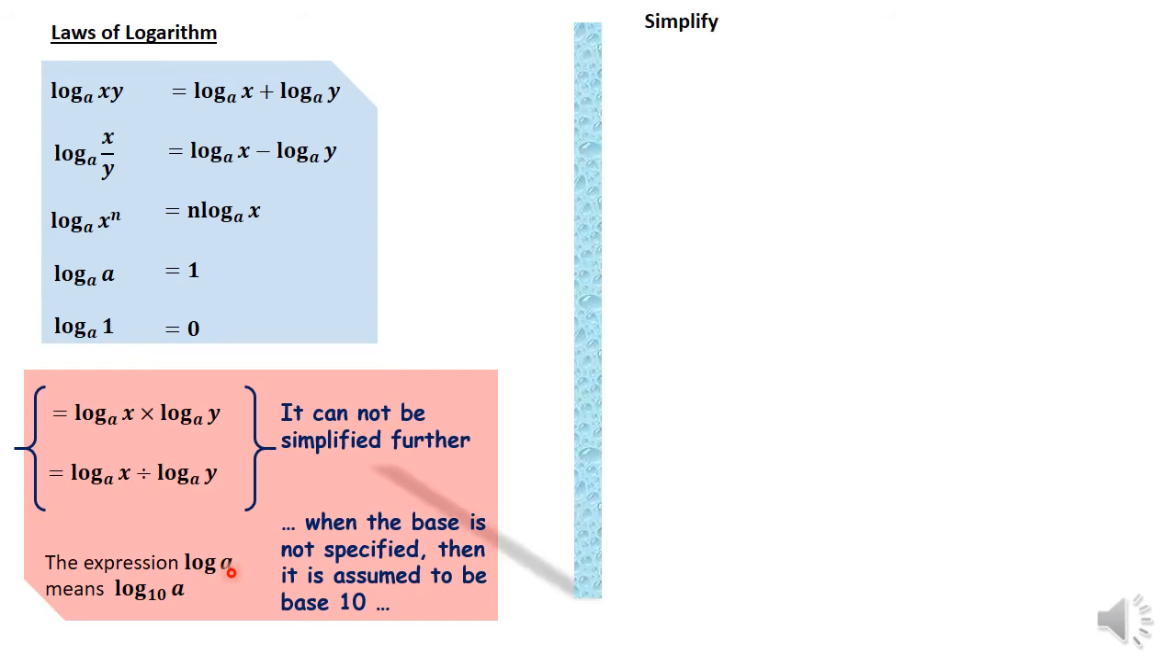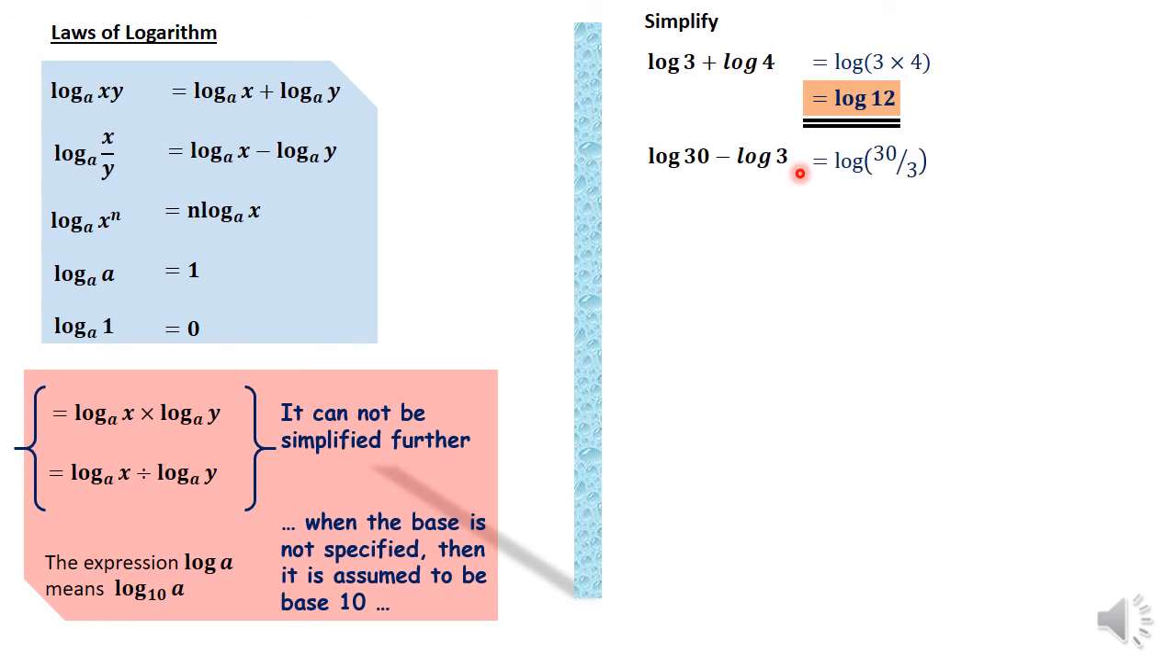With that, let's attempt some questions. And so we are told simplify the following. We have log of 3 plus log of 4. According to the first law here, we have log of x plus log of y. The base is the same. It means just log of 3 times 4, which is log of 12. And that's simple. If we have log of 30 minus log of 3, it means log of 30 divided by 3, which is log of 10.